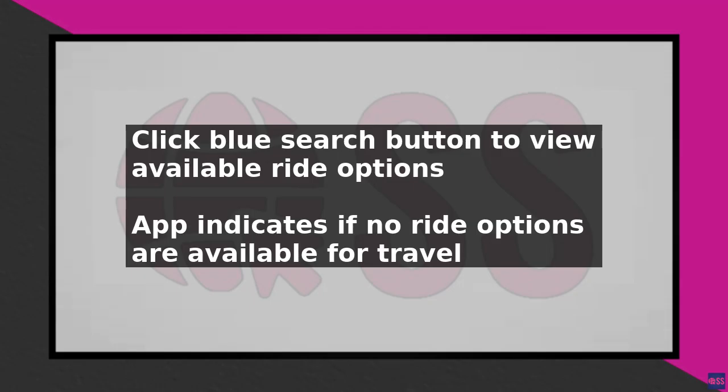If there are no available options, the app will indicate this. To proceed, click the blue search button with white lettering. By following these steps, you can easily search for rides on BlaBlaCar.